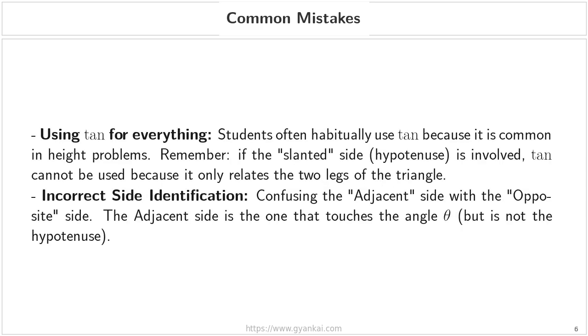Second, watch out for incorrect side identification. It is incredibly easy to confuse the adjacent side with the opposite side. A helpful tip to keep in mind is that the adjacent side is the one that physically touches your given angle theta, but is not the hypotenuse. Always double-check your labels before you start calculating.